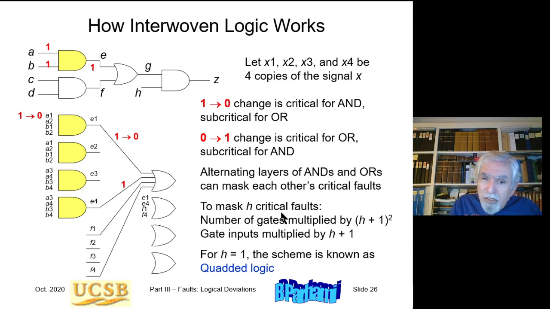Okay, so to mask H critical faults with this interwoven redundant logic, the number of gates is multiplied by (H+1) squared, and the number of gate inputs is multiplied by H+1. So in the special case of H equal to 1, we have 4 times as many gates and twice as many inputs. That's the special case of quadrant logic. But if we can afford higher levels of redundancy, then we can mask more critical faults. So H equal to 2 requires 9 times as many gates and 3 times as many gate inputs per gate.